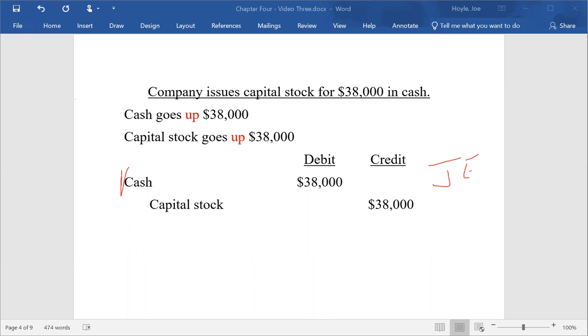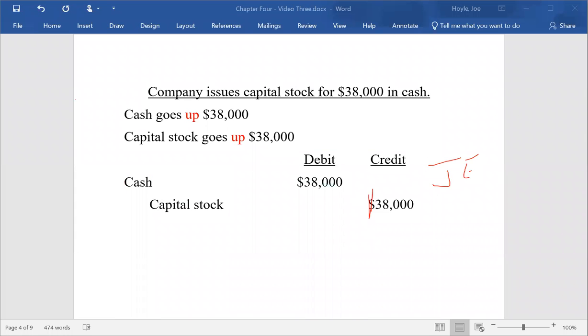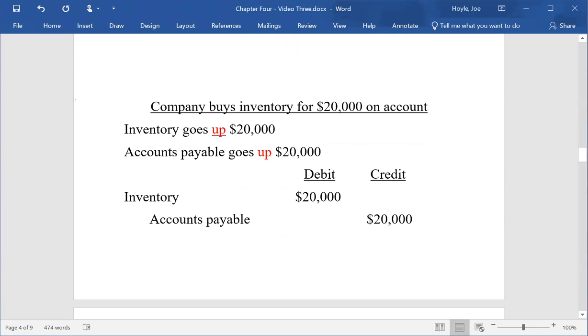Notice that clearly the cash is on the left side. The number is on the left side. That means it's a debit. The capital stock is on the right side, and the number is on the right side. It's very clear that this is the credit. Don't leave it to imagination. Make sure that both the title and the number are on the left side for the debit, and on the right side for the credit. So that's your very first journal entry. They get a little harder than that, but really, to tell you the truth, not much harder than that once you've practiced on them for a while.